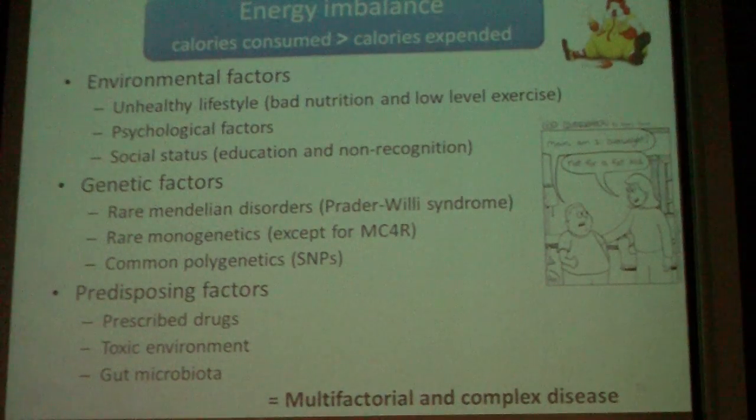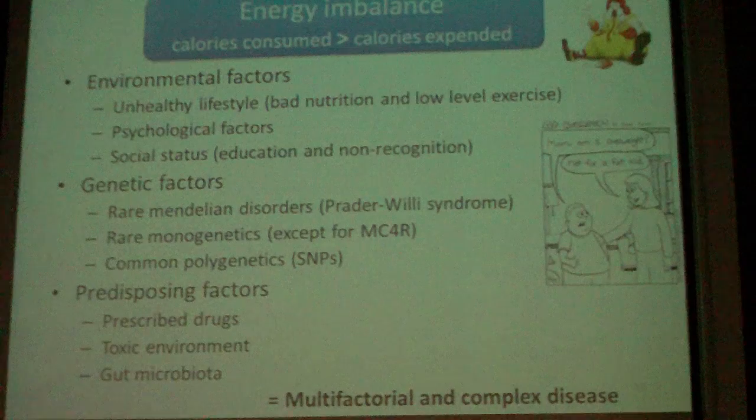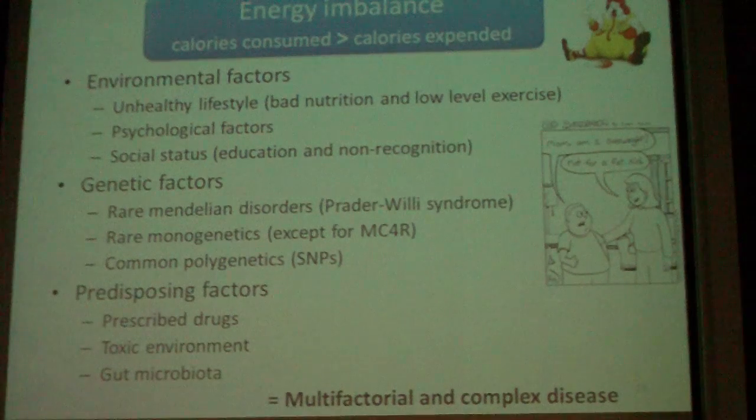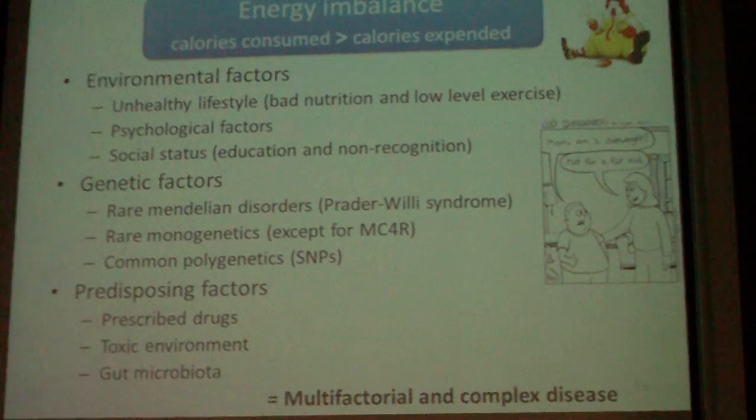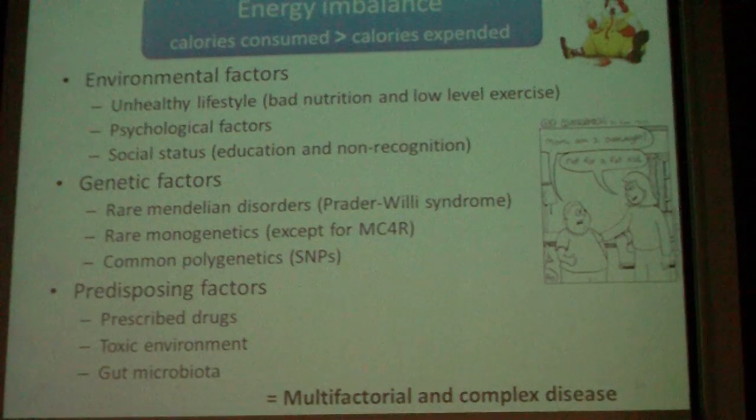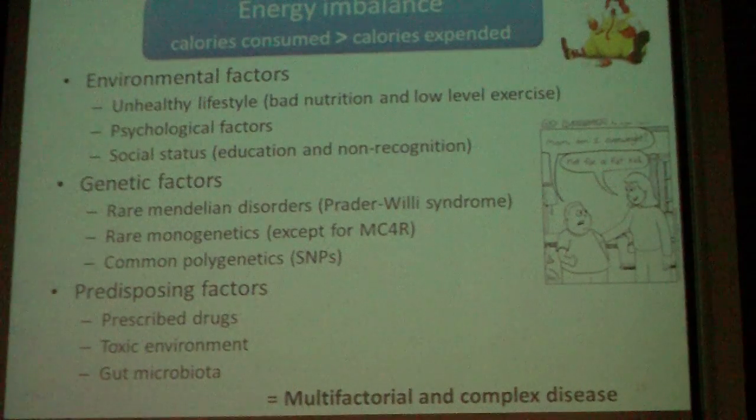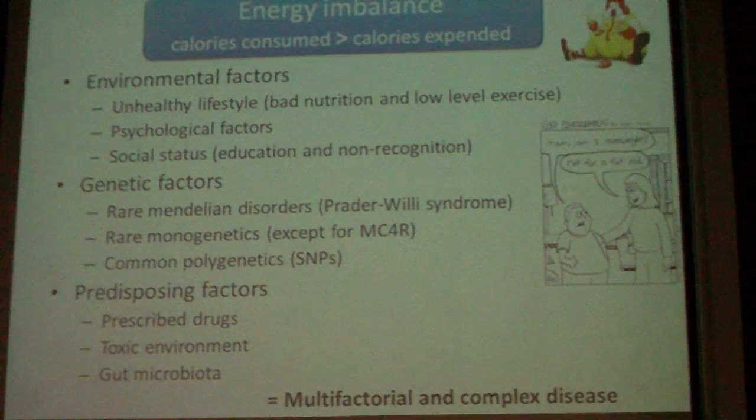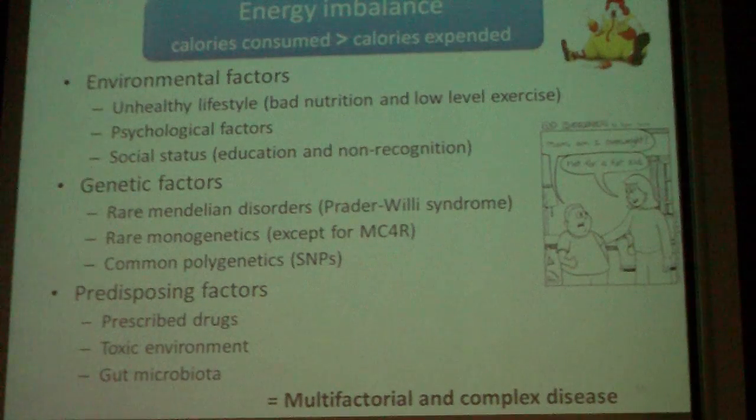There are rare Mendelian disorders like the Prader-Willi syndrome, but also rare monogenetics, except for the MC4 receptor. That's a mutation which is more commonly seen in obese children. We also have the common polygenetics, like the single nucleotide polymorphisms, which are little variations in the genetics and is recognized to be important in obesity. Other predisposing factors are prescribed drugs like antipsychotics, or drugs that can cause weight gain. Also, the toxic environment or gut microbiota could be important in the development of obesity in childhood. So you see, it's a multifactorial and complex disease.